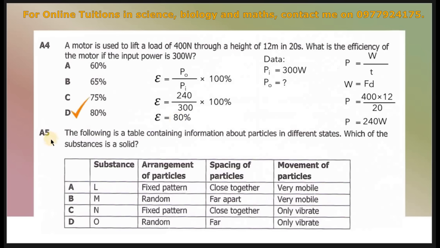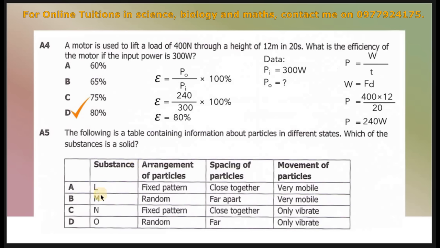Okay, question 5 says the following is a table containing information about particles in different states. Which of the substances is a solid? Okay, they want us to state the substance which is a solid.